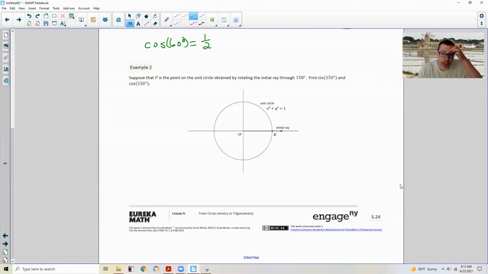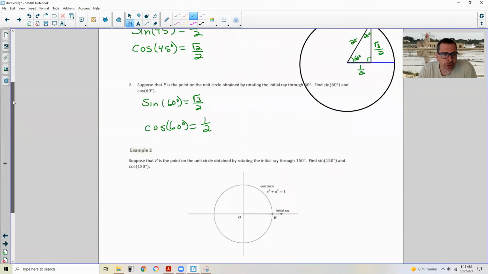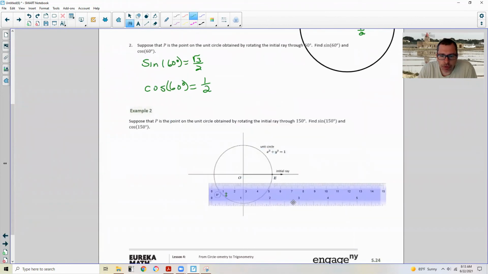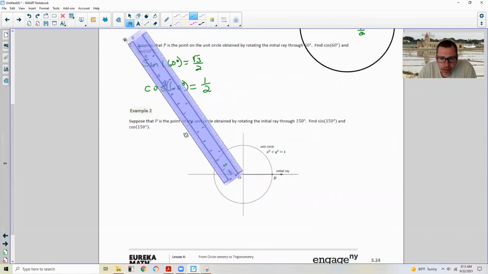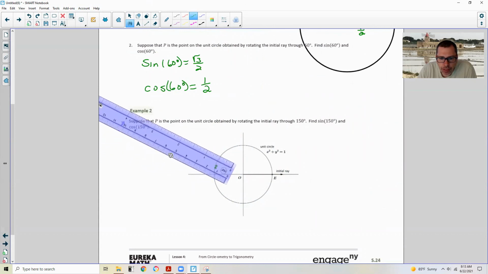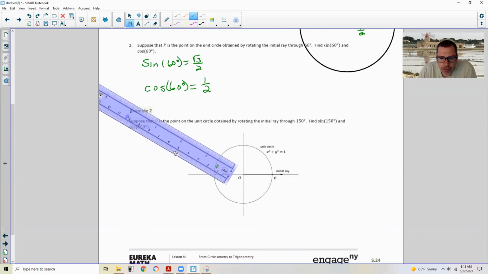Example 2, suppose that P is a point on a unit circle obtained by rotating initial ray through 150 degrees. Find the sine of 150 and the cosine of 150. Okay, so in order to find 150 degrees on a circle, you would use a protractor. All right, I'm aware of that, but the protractor in this program is not as user-friendly as this ruler, because this ruler has a built-in protractor. It tells me the degree measure angle of the ruler. So I'm just going to rotate it till it says 150 here. So there's 90, and there's 180 upside down. And I'm just going to bring this back to 150, which is right there.